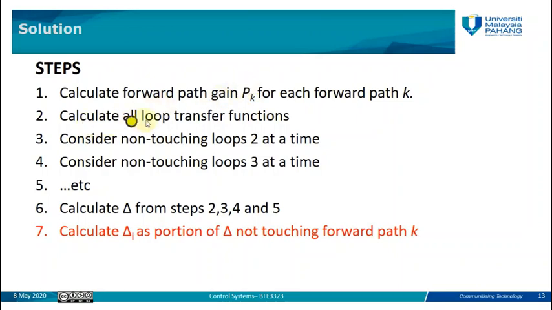The next step is to calculate all loop transfer functions. So we need to find the gain of the loops. How many loops do we have? If we have one loop, what is its gain? If we have two loops, what are the gains of these two loops, and so on. Then we need to consider the non-touching loops, 2 at a time, 3 at a time, and so on. After that, we calculate the value of delta, then the value of delta 1, delta 2, delta 3, depending on the value of k.